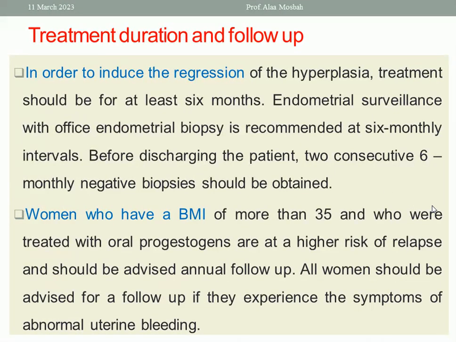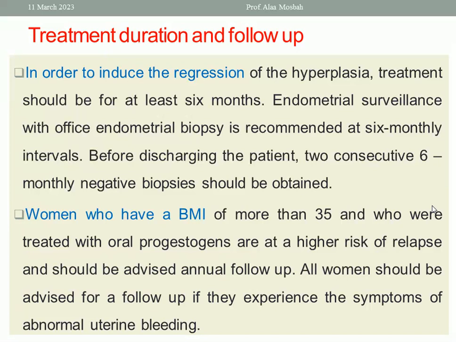Okay, let us go to the follow-up. In order to induce the regression of hyperplasia, as I said before, treatment should be for at least 6 months. And you should do endometrial surveillance with office endometrial biopsy at 6-month intervals. You consider the patient free if 2 consecutive 6-monthly negative biopsies are obtained.